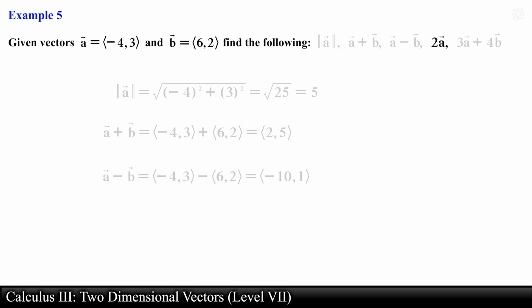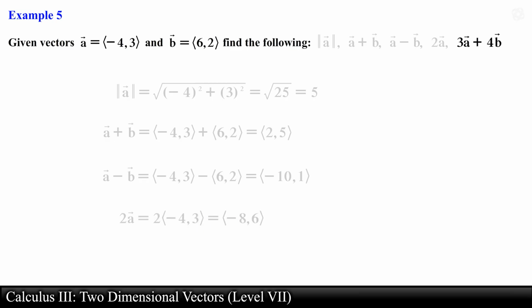Now let's find 2 times vector A. To calculate the scalar multiplication 2 times vector A, we simply take the scalar 2 and distribute it to both the x and y components of vector A, as follows. This results in a final vector with components equal to -8 and 6.